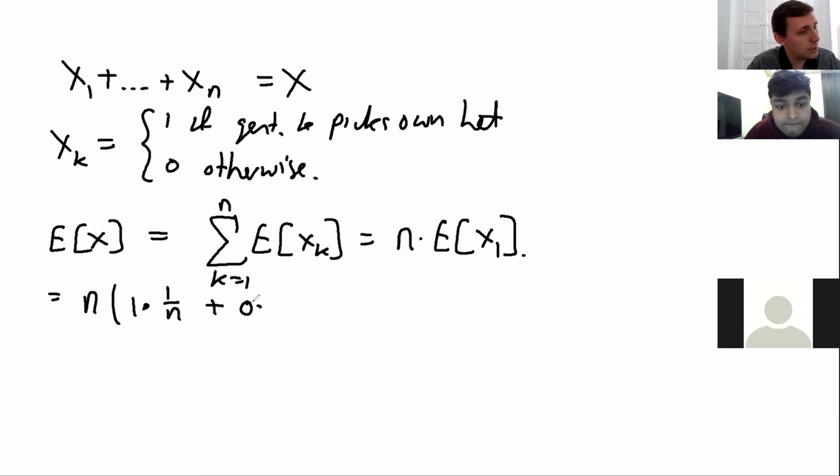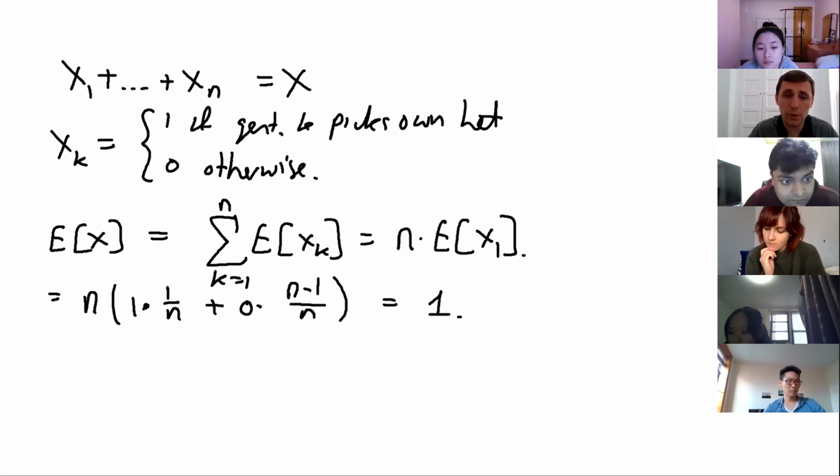Plus 0, we get a score 0 times any other hat that he can get. So the answer is simply 1. The expected value is 1. No matter how many people we have, on average, only one person will pick his hat. Isn't it interesting? You can have 5 people or 1,000,000 people, and on average, one person will pick the hat that belongs to him.